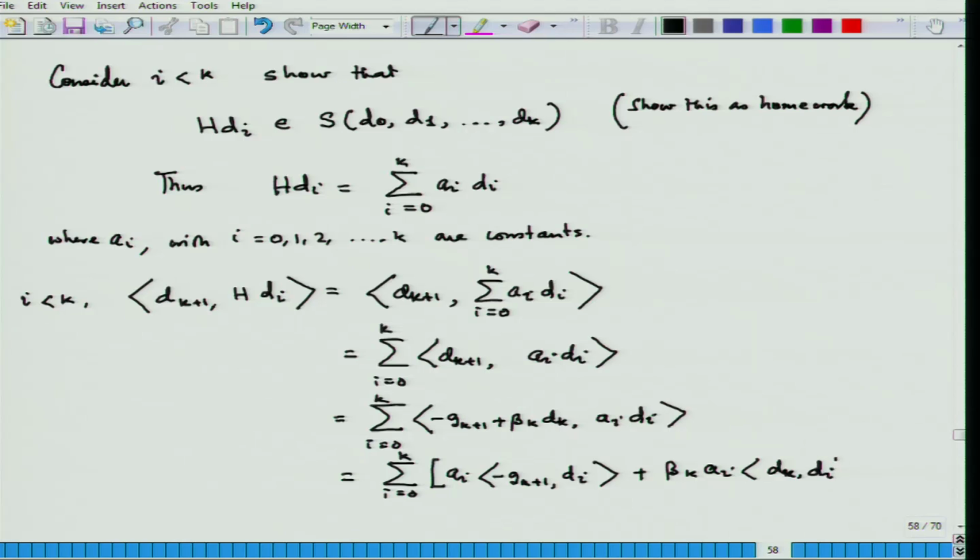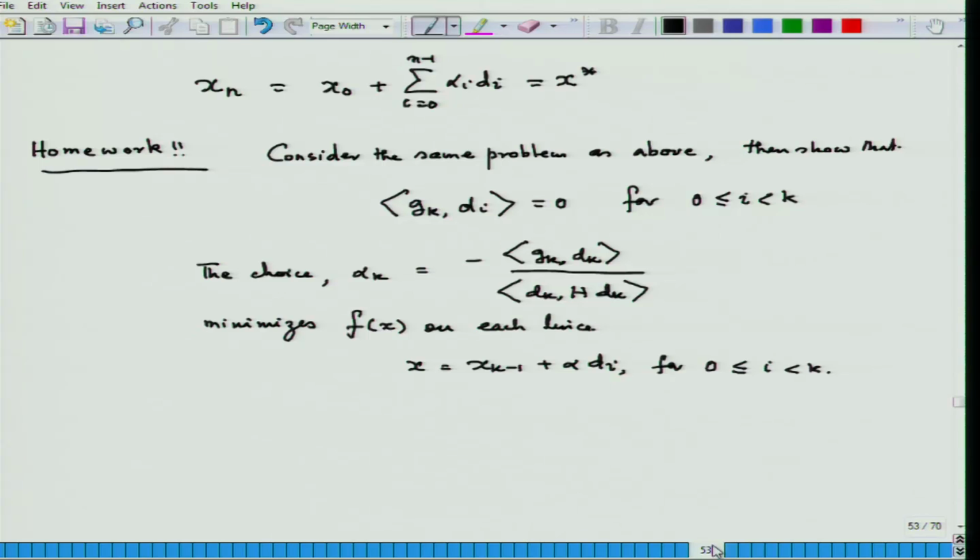d k d i. Now, for this, to prove this 0, we need to go back to the homework that we gave in the last lecture. So, consider that. So, how to prove this 0? See, now you observe that. So, in the same problem I have asked you to show that g k d i, where d i are conjugate directions, is equal to 0 for.